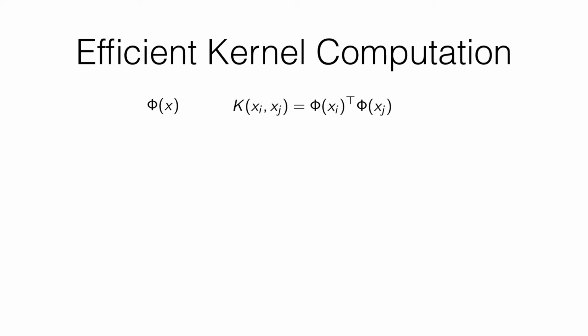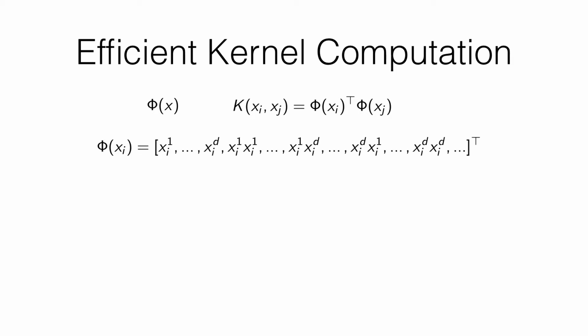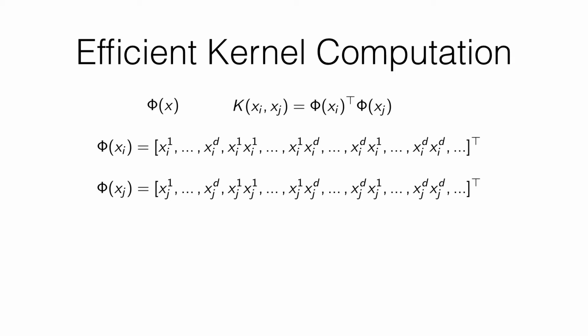So let's try to look closer at what this inner product looks like. There's a phi of xi, which looks like this, and then there's a phi of xj, which looks like this. And what we want to do is multiply each entry of phi of xi by its corresponding entry in phi of xj, and then sum them all up. So we want this alignment element-wise. Well, this is just another way of describing the dot product.